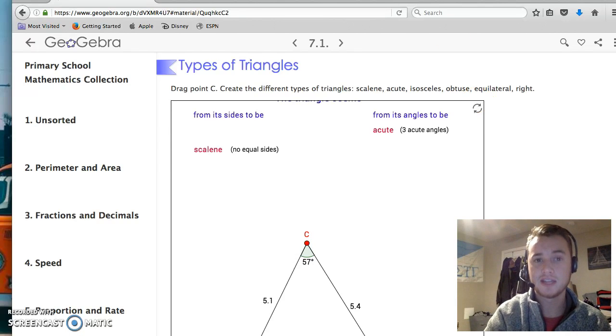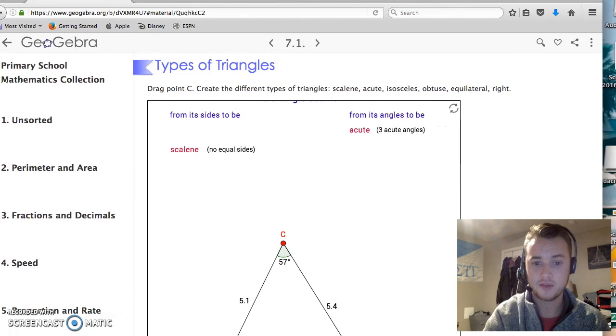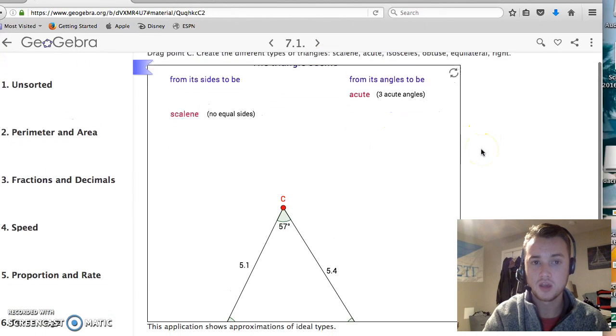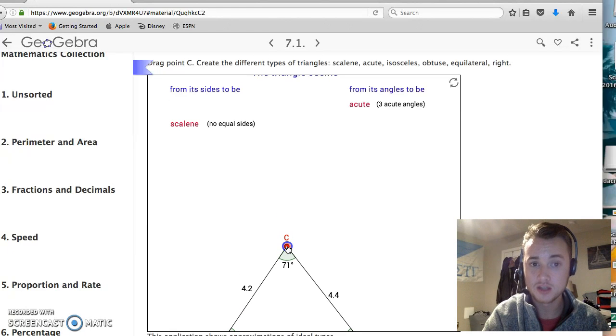So I want you to take some time and play around with this tool that you see on your screen. So let's see here if I can slide it up for you all. So we're going to take point C. So right now we have a scalene acute. And I would like you to create an acute angle. So let's try to make an acute angle. And this time we're going to make it scalene. So we want no equal sides, which should be easy to do.